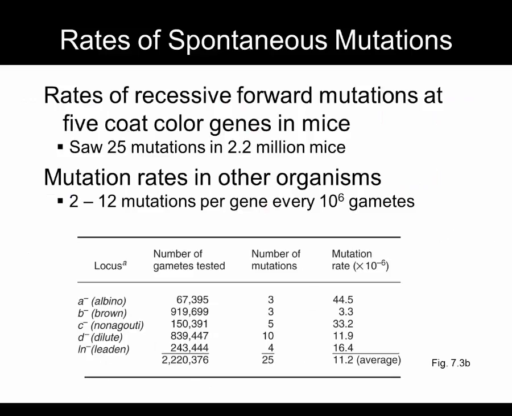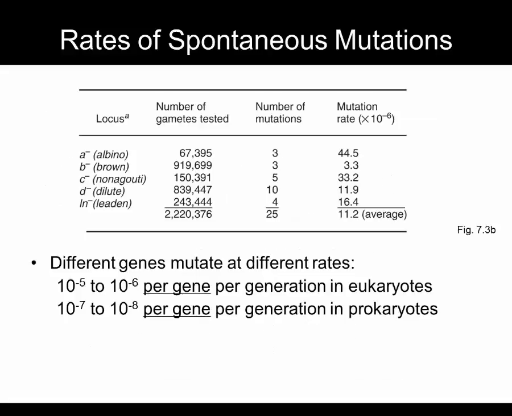There have been several attempts to get good estimates for the mutation rates in various organisms. One study examined forward mutation rates in mice using coat color. The researchers looked at 5 genes that affect coat color and saw 25 mutations in 2.2 million progeny. This is consistent with studies in other organisms that have found there to be 2 to 12 mutations per gene per million gametes. One important thing to note is that the mutation rates can vary greatly.